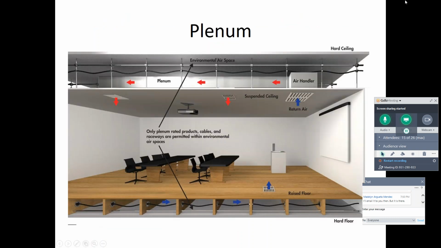I won't bore you with my white slide anymore. Plenum. So here's just a nice picture, another 3D cutout. I'm going to try and use as many of these as I can to communicate ideas. The plenum we're seeing at the center here, labeled as plenum, is predominantly our HVAC space, right? And then above the plenum, we might have an environmental airspace, where only plenum-rated products, cables, and raceways are permitted. It's kind of like a free gap that only allows for those materials.